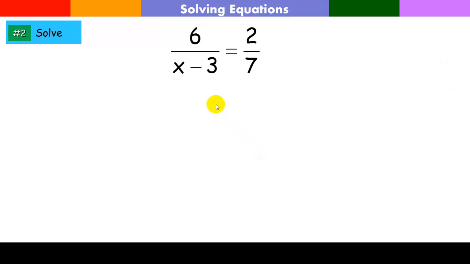Okay, noticing that this is a proportion. The reason it's a proportion is that this is still one rational expression on this side because this denominator is grouped. This is a grouping symbol right here, so it's saying that here's my denominator, and I can use cross products to solve this.